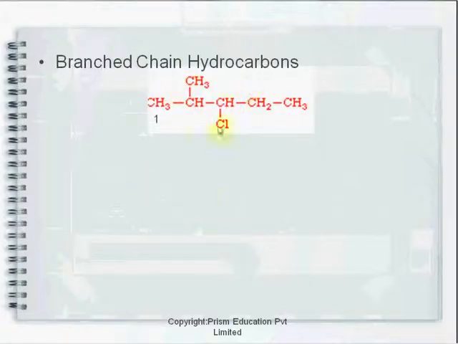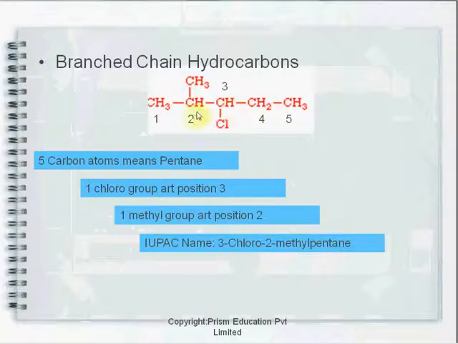How about the branched chain hydrocarbons? We number them like this. Then there is one chloro group at position 3, one methyl group at position 2. So friends, C comes first in the alphabet, then M. So C is given preference while writing the name, right? And the IUPAC name comes out to be 3-chloro-2-methyl pentane.